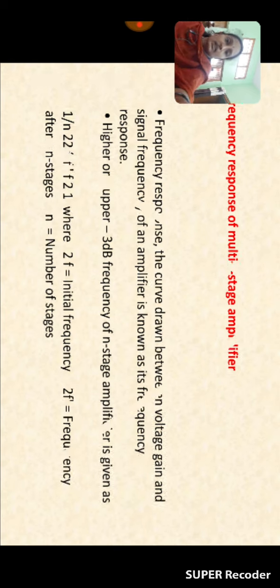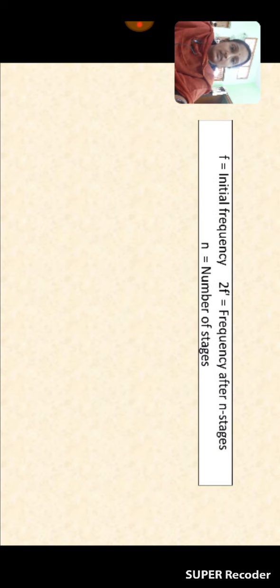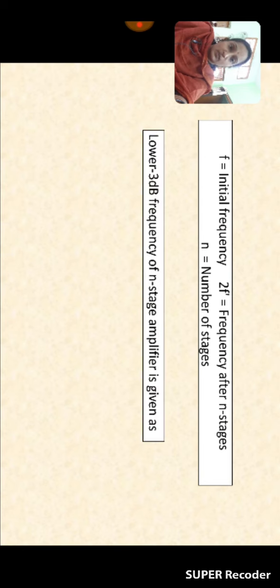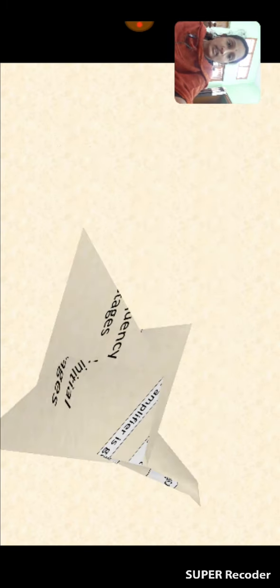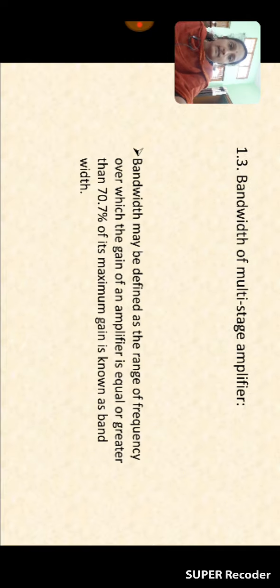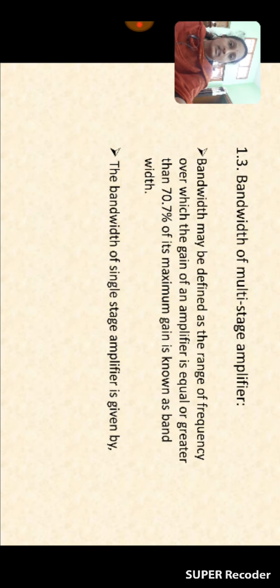So see here, for an n number of stages multi-stage amplifier, F is the initial frequency. If the number of stages is n, then F to the power of n is called what? Frequency of n stages. And see here, f is the lower initial frequency, f dash is the lower frequency of n stages, where n is what? The number of stages. Okay, so in this way, what is meant by frequency response? The curve that must be drawn between the voltage and frequency is called what?